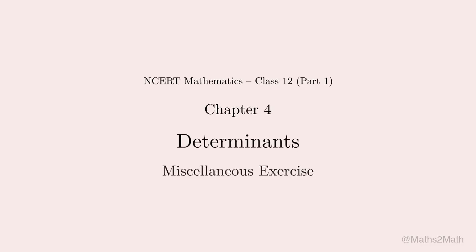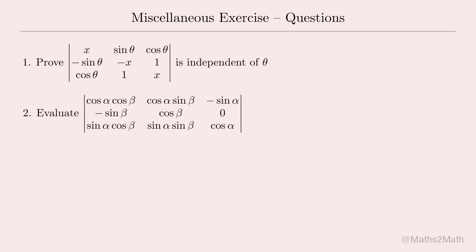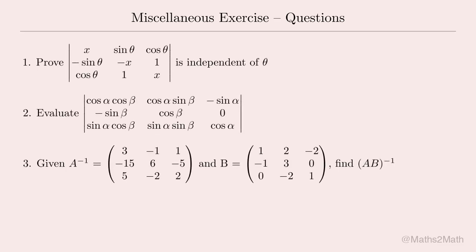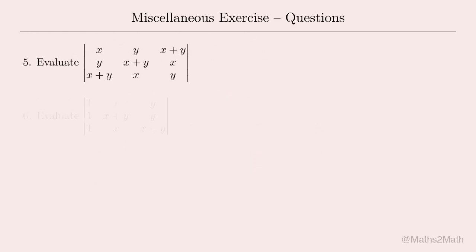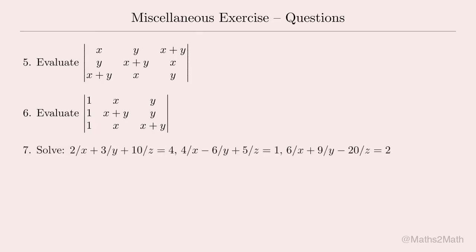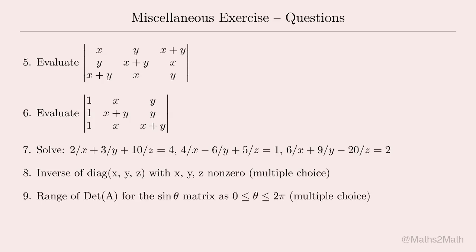In this video, we are solving every question of the miscellaneous exercise on Chapter 4, Determinants, from the NCERT Mathematics textbook for Class 12, Part 1. The miscellaneous exercise on Chapter 4 has 9 questions that stretch across the whole chapter: 2 trigonometric determinants, an inverse of a product, a double adjoint verification, 2 algebraic determinants, a system with reciprocal unknowns, and 2 multiple-choice results. Here they all are.